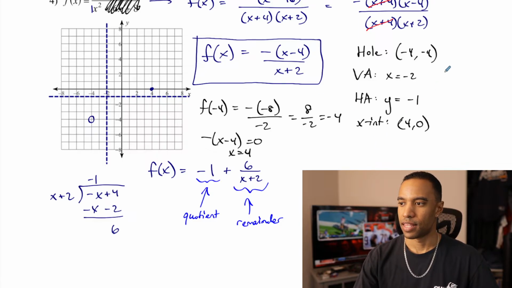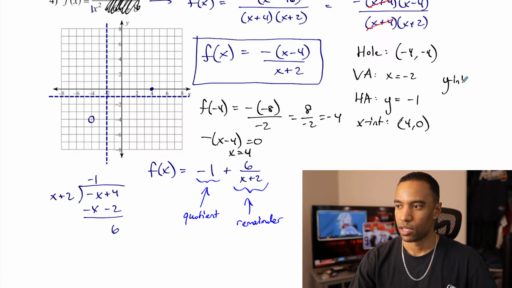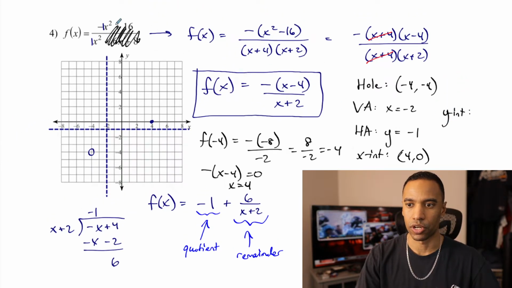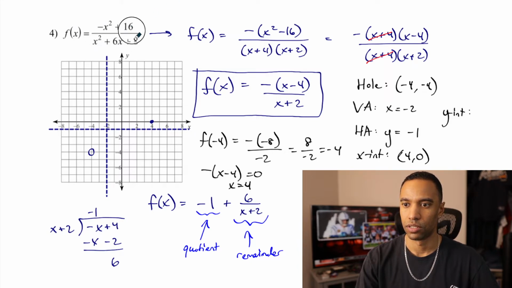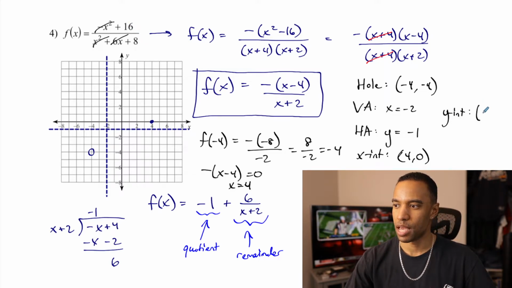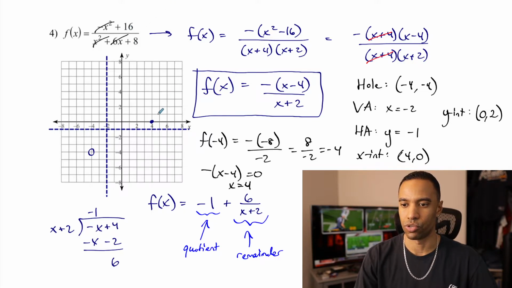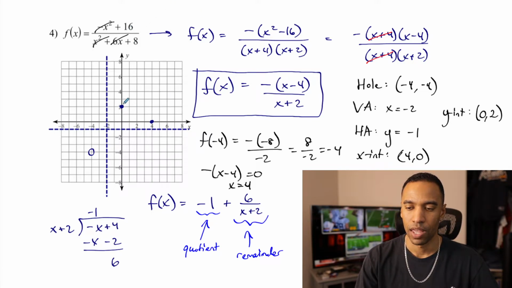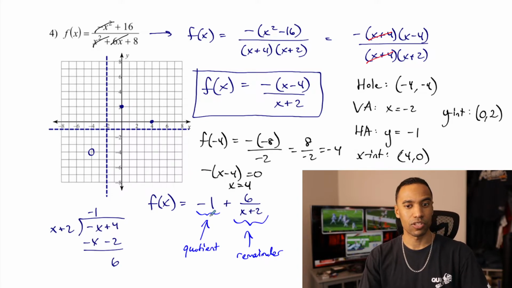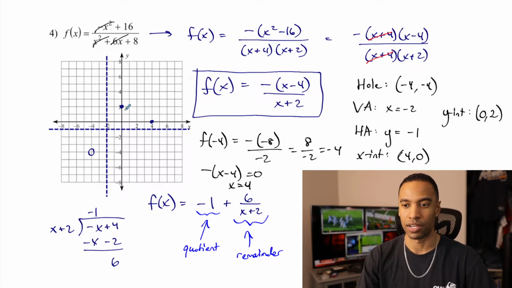And then your y-intercept, we set x equal to 0. And I'm going to use the original right here. And 16 over 8. Y-intercept is at 0, 2. 16 over 8 is 2. We get 0, 2 right there. I don't need a sign chart. I don't need this long division remainder stuff to tell me what it is that I know about.